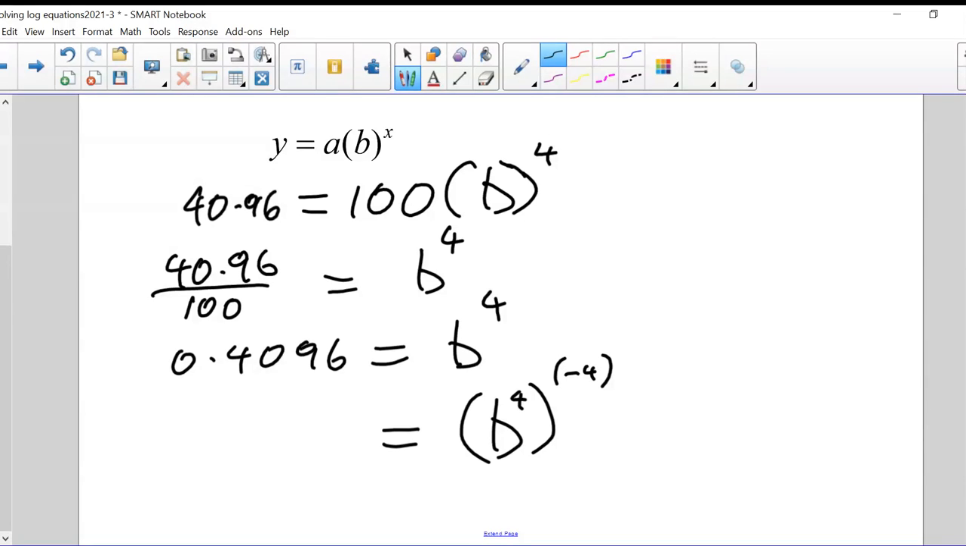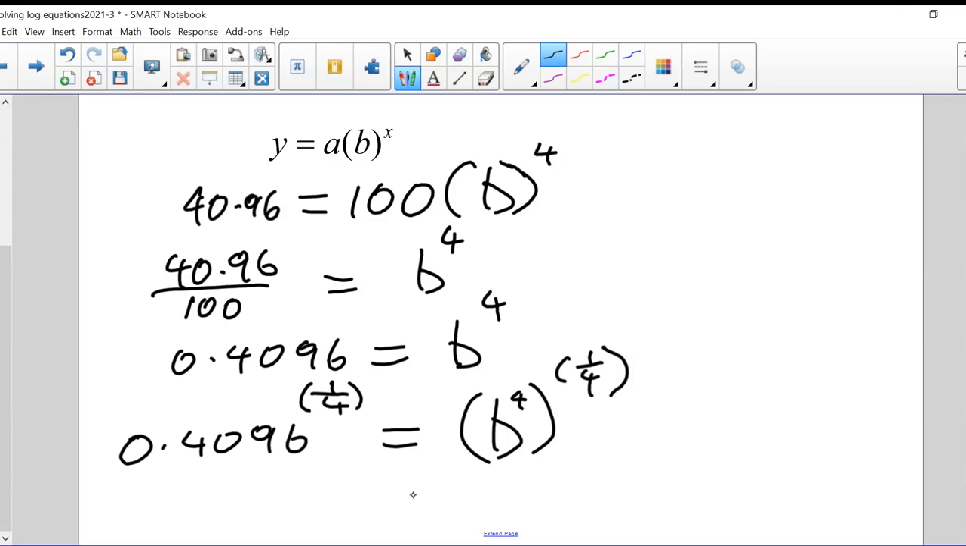But Jeremy is saying 1 over 4, and that's exactly what we're going to do. I'm going to write that as b to the 4 to the power of 1 over 4. But if I do that to the right side, I have to do that to the left side as well: 0.4096 raised to the power of 1 over 4.